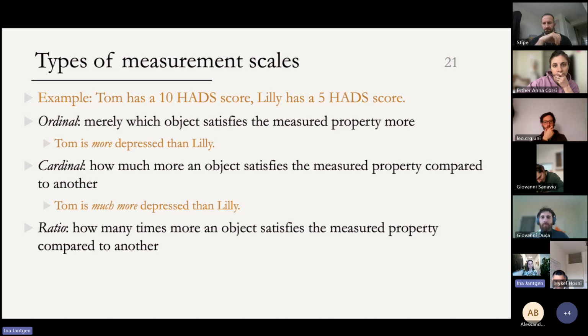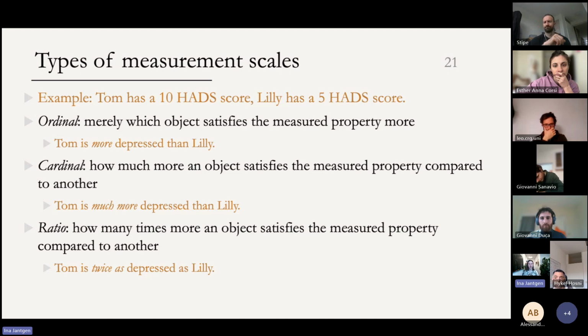And finally, if you're dealing with a ratio scale, we can make statements about how many times more an object satisfies the measured property compared to another. So if HADS scores measure depression on a ratio scale, then it's meaningful to say Tom is twice as depressed as Lily, based on Tom having a HAD score of 10 and Lily one of 5.